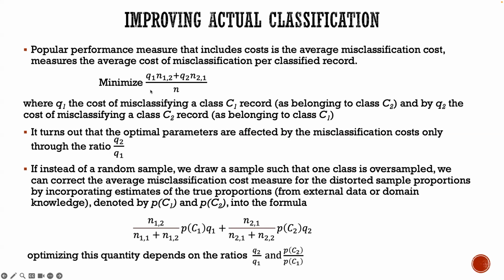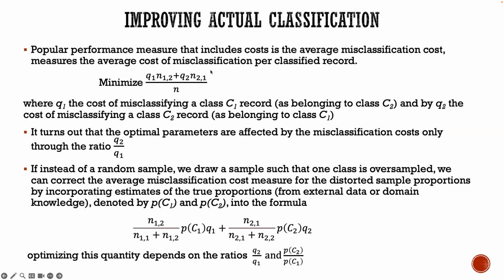So we are minimizing basically the cost of misclassifying a class C1 record as belonging to class C2. So Q1 is the cost of misclassifying a class C1 record as belonging to class C2, and Q2 is the cost of misclassifying a class C2 record as belonging to C1. These are the two costs we are multiplying by the number of cases that we misclassified. This is something which we can use as part of our model evaluation.